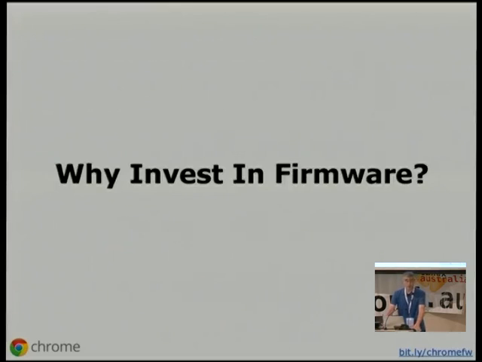So why do we invest in firmware? Why do we think this is important? We very easily could have just licensed an EFI firmware base from one of the independent BIOS vendors out there and shipped with that. And in fact, that is what we did for the first 2 generations of the product.